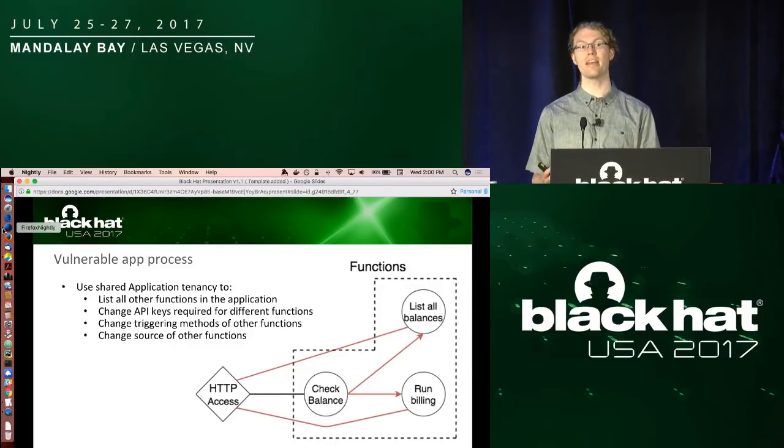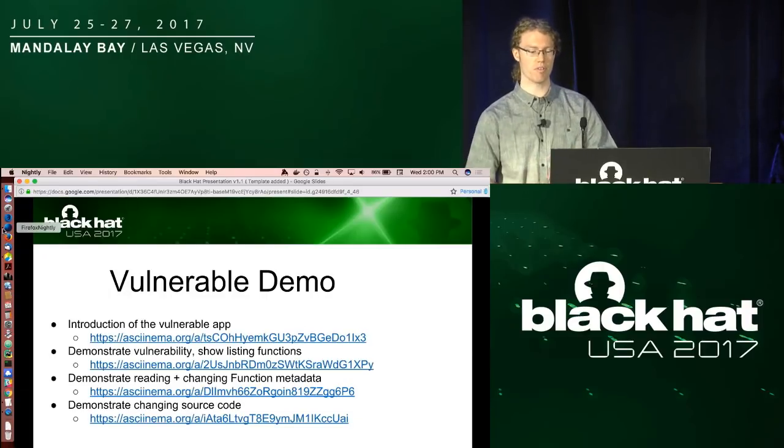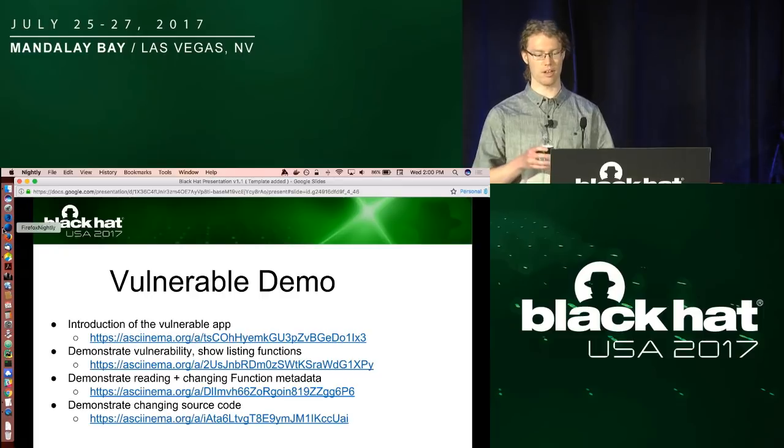First, we're going to show the intended use of the API. Then we're going to demonstrate how, through the vulnerability of one function, we can change the API keys for other functions, giving us access to them. We can change the ways that other functions are triggered, bringing functions that were not previously accessible via API to then being able to be called through API endpoints. And we can even change the source code of other functions within the same app. So I have a series of Schema demos here.